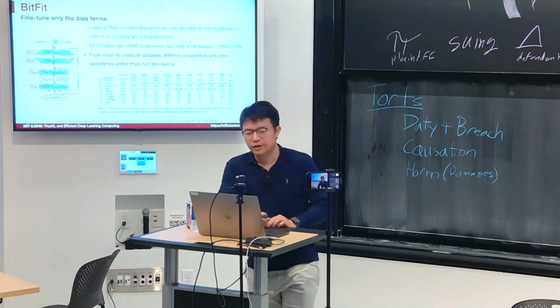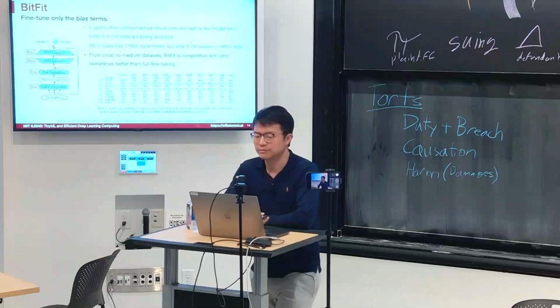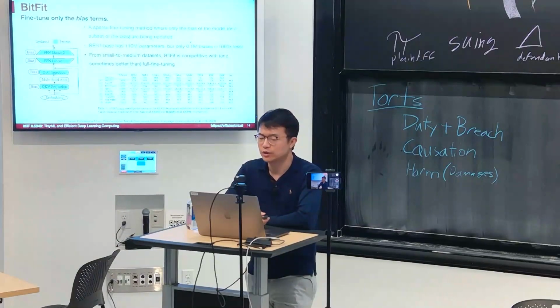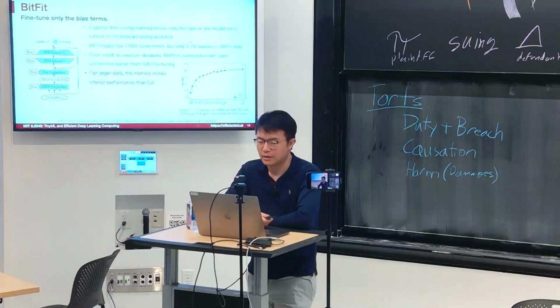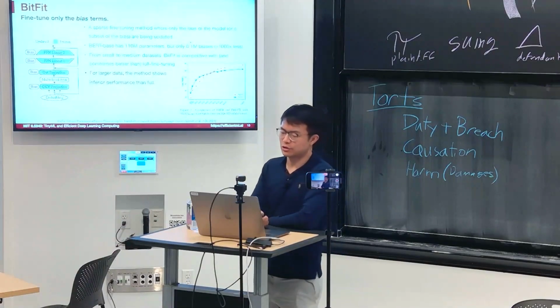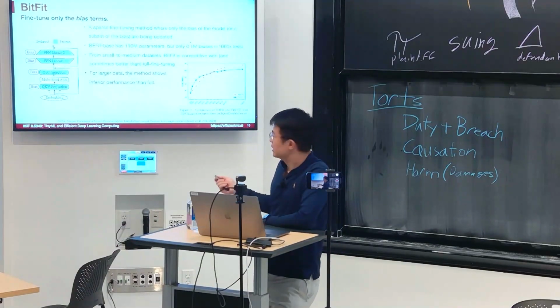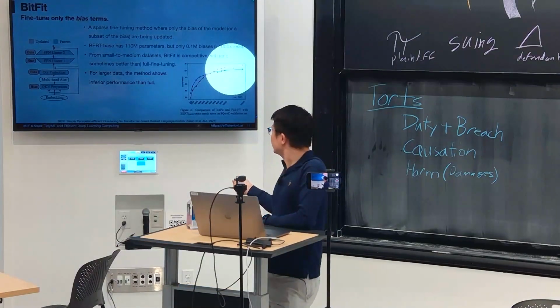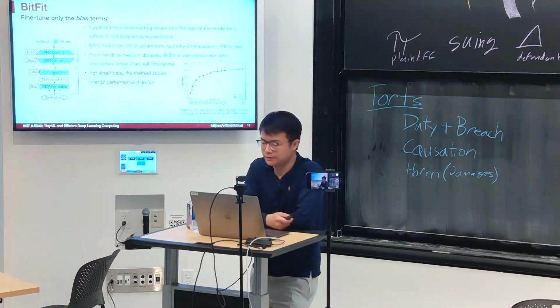But interestingly, for these small to medium data sets, only fine-tuning the bias actually gives you a pretty competitive result compared with the full fine-tuning. But for a larger data set, the method is showing worse accuracy, in blue right here, compared with the right part.